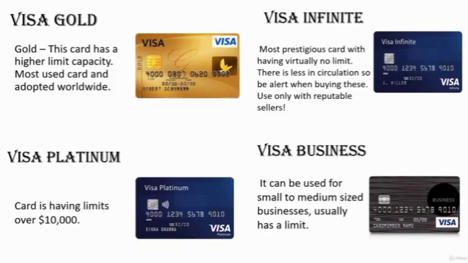Then there is Visa Platinum, but it has limits of 10,000. Then there is Visa Infinite. This is the most prestigious card with virtually no limit. There is less in circulation, so be alert when buying this type of card. Use only with a reputable seller because these cards are very important and the owners of the cards are extremely rich, because a normal person cannot afford it.